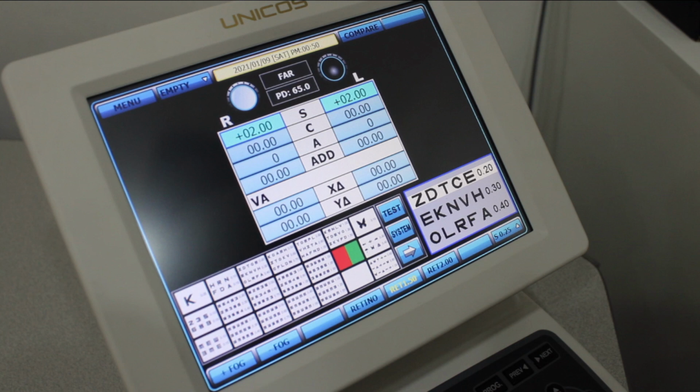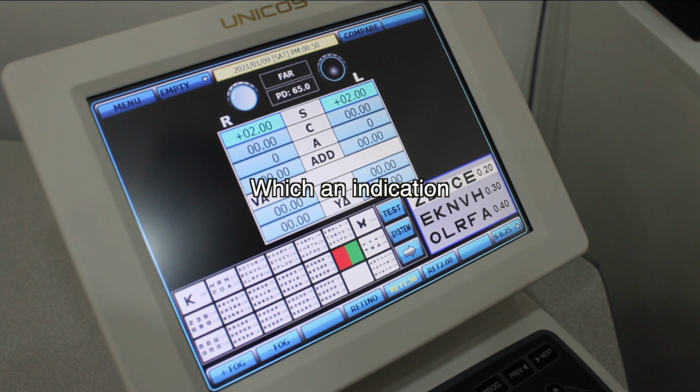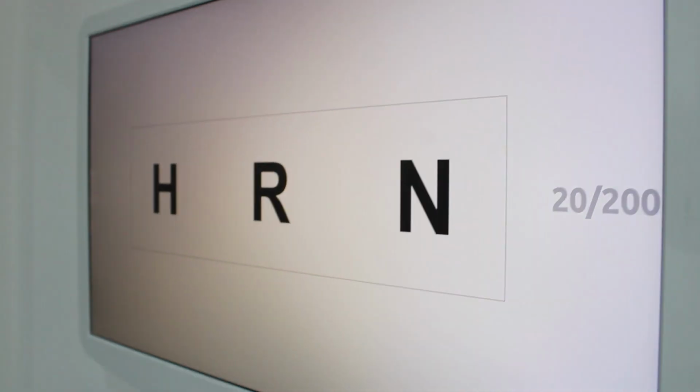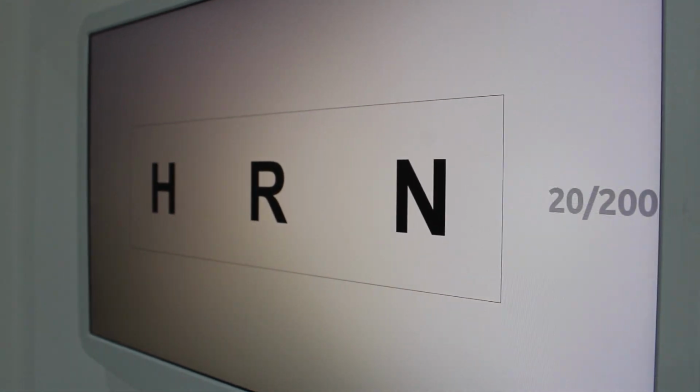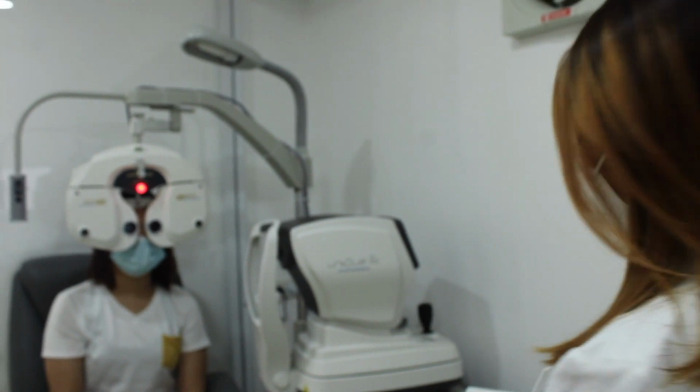In this case, the patient's static retinoscopy gross finding is +2.25 diopter sphere, which is an indication that the patient may have hyperopia, to be confirmed in the succeeding tests. Now tell me if the target is already blurred. It's blur, but I can still recognize the letters.